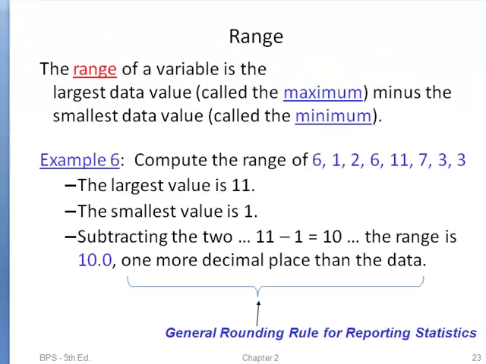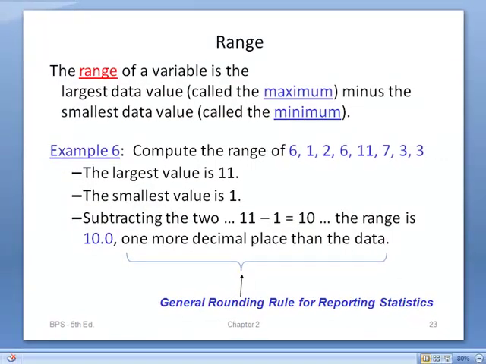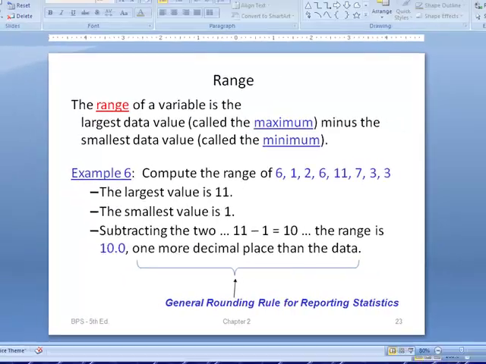So let's take a look at the range. Now we talked about the range when we were doing the command. So we should know what the range is. It's our maximum value minus our minimum value. That's how we calculate the range. So if we have example 6 that we see here, we first put it in order to find our minimum and our maximum value. And so our largest value is 11 and our smallest value is 1. So the range would be 11 minus 1, or 10. Now since this is a sample, we would go one more decimal place than our data has, so we would say the range is 10.0.